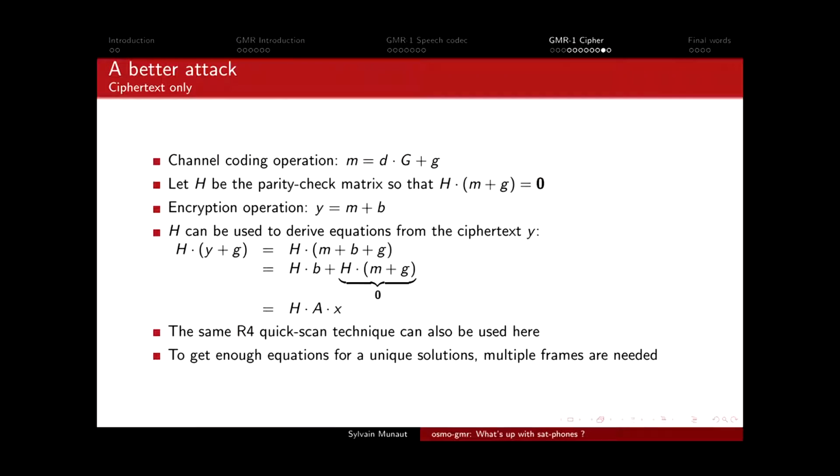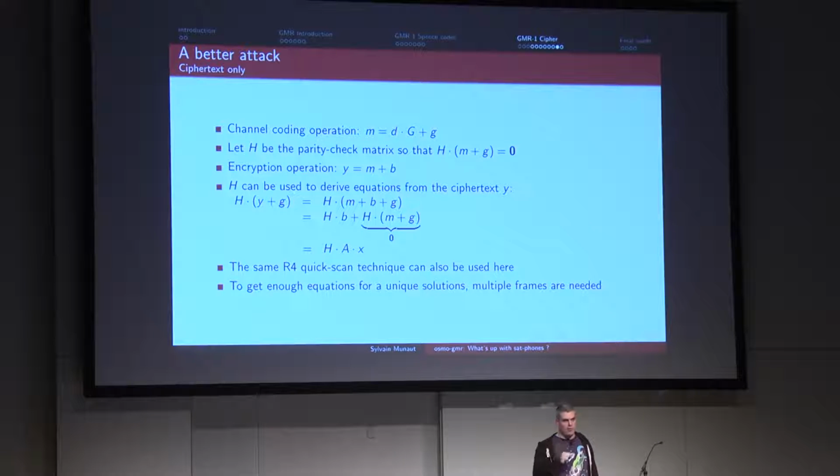Now, how do you go from a known plaintext attack to a ciphertext-only attack? I'm not going to detail that much, but essentially, the channel coding operation introduces redundancy, and you can null that out. If you take the last equation, you have H multiplied by y plus g. H is a function of the channel coding. You can compute it; it's known. Y is the data that you've received off the air, so you know it as well. G is also a function of the channel coding operation, so you know it. So everything on the left, you know, okay?